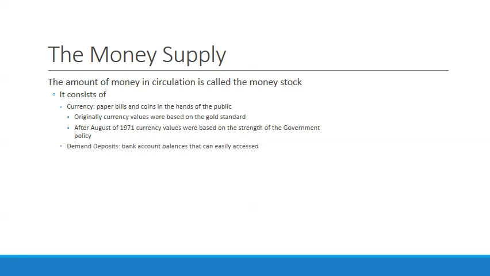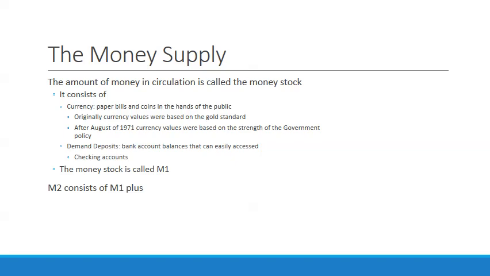The other part of the money stock is demand deposits. These are bank account balances that can be easily accessed, i.e. credit cards, checking accounts, these types of things. So when we talk about our checking accounts, the money stock is called M1. And so we have M1, which is the money stock. This is currency and demand deposits.